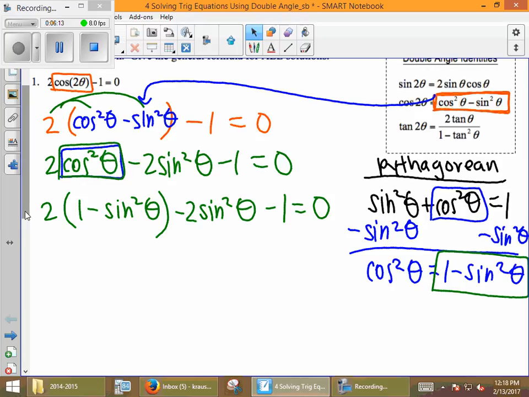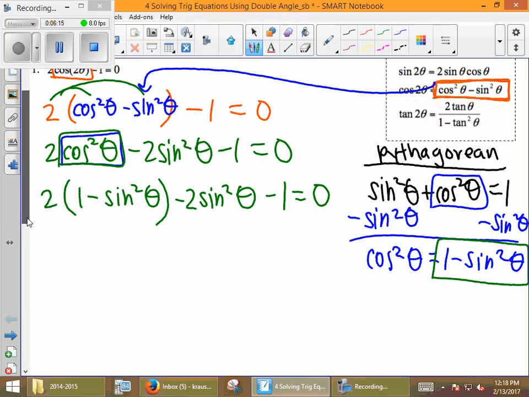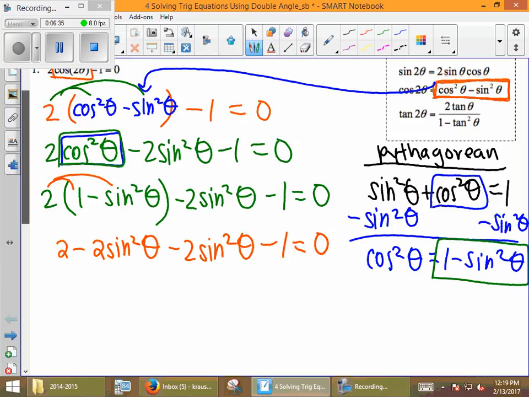It does look like it's getting worse before it gets better, but alright, so what do we do with the 2 now? Distribute. So we have 2 minus 2 sine squared, and then the rest of it. Minus 2 sine squared minus 1 is equal to 0.